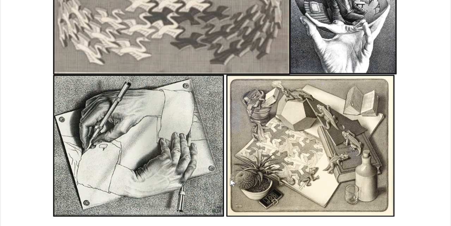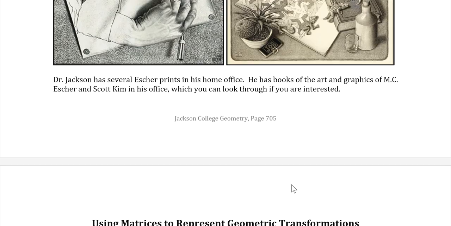And he has many, many more, lots of interesting things, some interesting architectural kind of looking things, other shapes. So I encourage you to get online and see some of his work. As I said, I have several Escher prints in my office. I have books of art and graphics of Escher and Kim in my office, and you can come by to check those out if you're on campus.